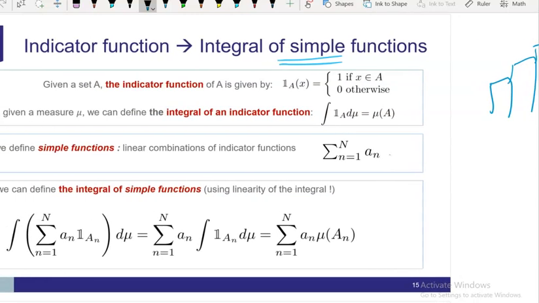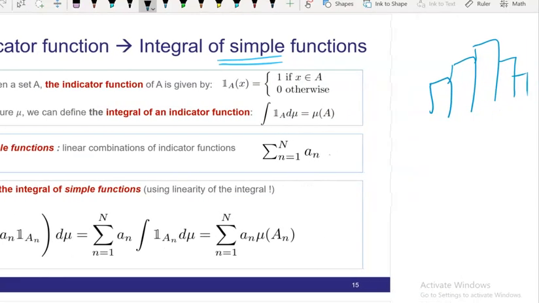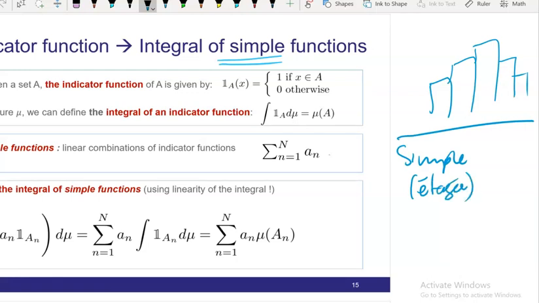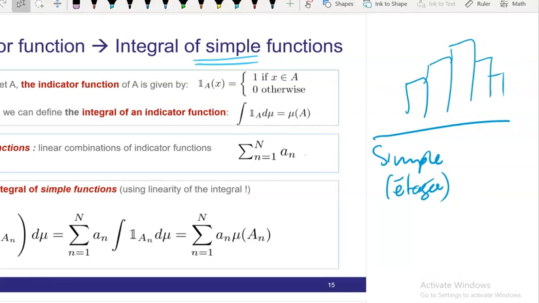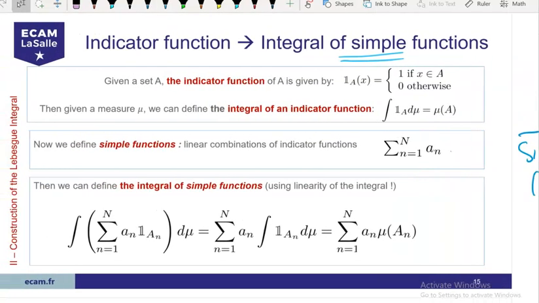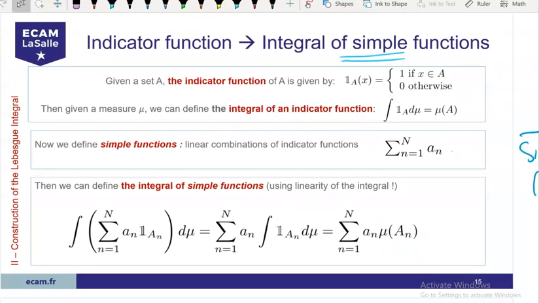Here we are going to have something quite similar to step functions, but it's simple functions. In French, the word for that is fonction étagée. Step functions were fonction escalier, but here we've got simple functions, which are a linear combination of indicator functions. So something like this.